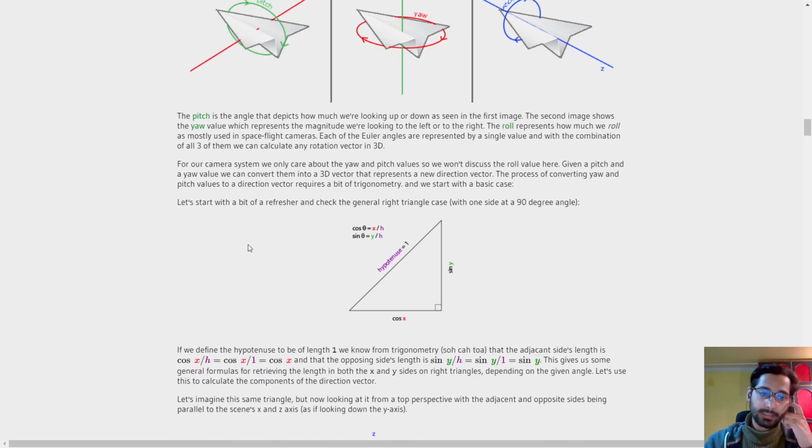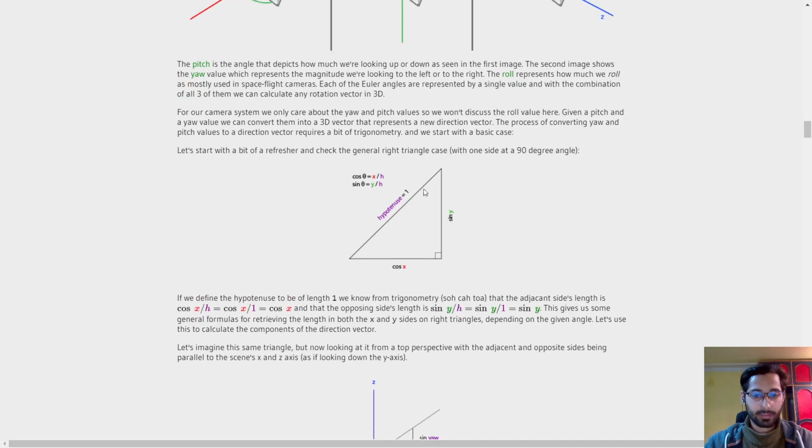with the basic case. Let's start with a bit of a refresher and check the general right triangle case, one with the side at a 90-degree angle. So it's showing here that this is the cos of x, sine of x, and the hypotenuse is equal to 1. Cos theta is equal to x by h, and sine theta equals y by h. Okay, theta here is 90.